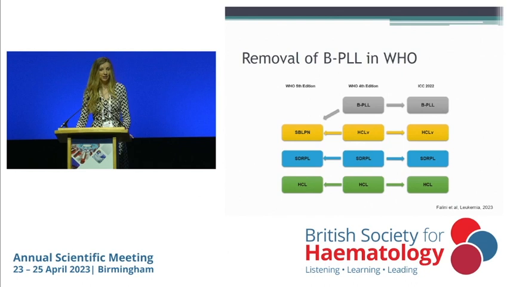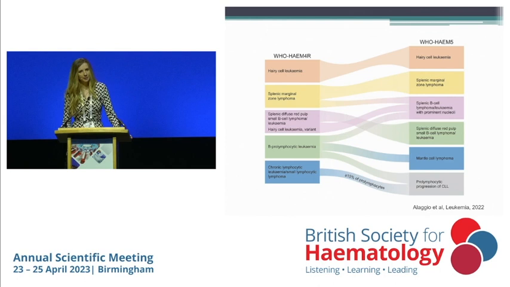And you can see from this, the splenic B-cell lymphoma with prominent nucleoli is the one in purple, and you can see what is creating that. It's a small group of patients with splenic marginal zone lymphoma, hairy cell leukemia variant, as we've discussed, and the BPLL patients. And it's predominantly the CD5 negative BPLL patients which will now fall in this category. BPLL has otherwise been distributed across mantle cell lymphoma. We know that a proportion of these patients will be defined as mantle cell lymphoma genetically. And there's also this category of prolymphocytic progression of CLL, which is a high-risk CLL group based on the proportion of B prolymphocytes. And that will encompass most of the CD5 positive BPLLs historically.